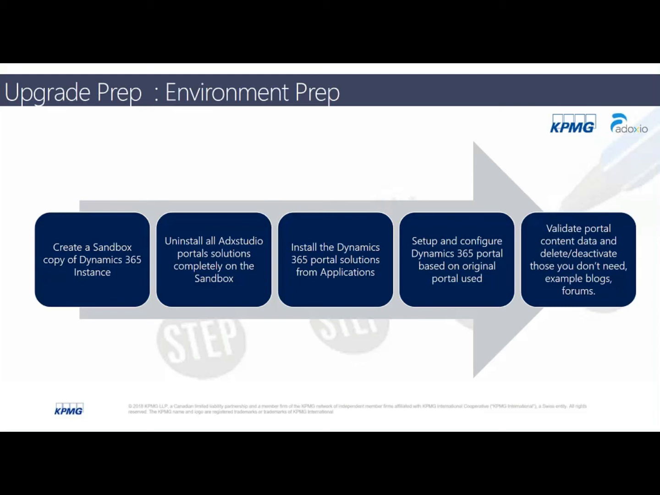So once you are on Dynamics 365 online, you can go to the application section within the admin window and install the Dynamics 365 Portal. Set up and configure the Dynamics 365 Portal based on the original portal used. So based on whatever portal that you have been using, set up. So say for example, if you have basic, install custom. If you had community, install community. And just based on the template mapping that I was showing, install those portals.